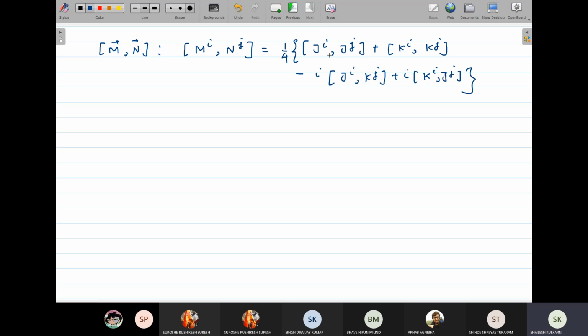You know what these commutation relations are. If you substitute them, you will get 0. I can do it, but it's a trivial exercise. You just substitute the known commutation relations between J's and K's. Ji Jj we know, Ki Kj we know, and Ji Kj we also know. So if you substitute that, you will get 0. So Mi Nj is 0 for all i and for all j. Therefore, the MN commutation is 0.